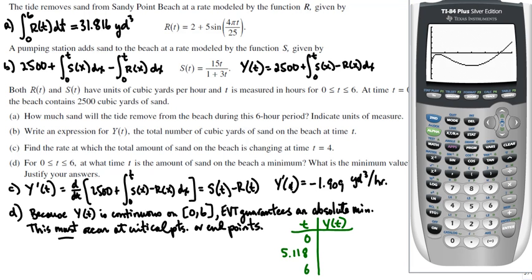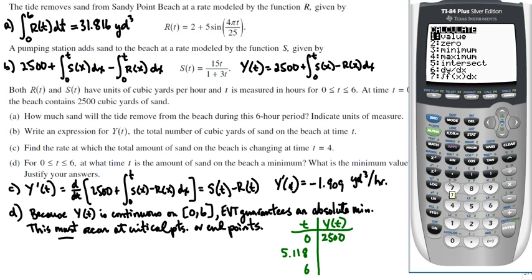Well, we're told that y of 0, the amount of sand on the beach at time t equals 0, is 2,500 cubic yards. Now I can find the integral of this y prime of t from 0 to 5.118, and that will give me the change in the amount of sand on the beach over that time interval. I still have to add that to the initial value. So let's just do that real quick.